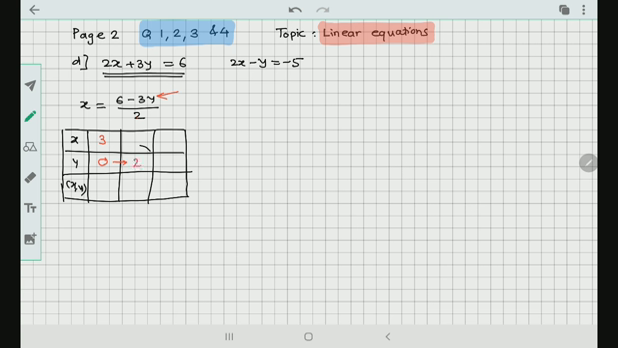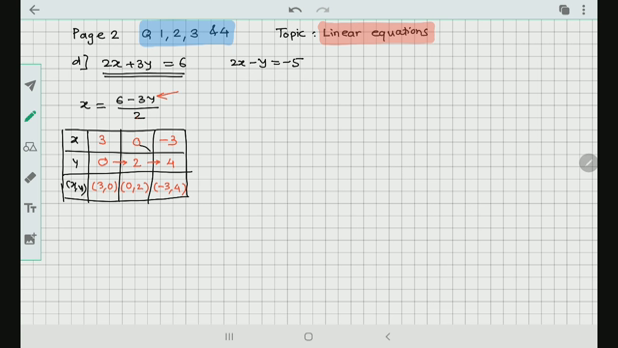3 into 2 is 6. 6 minus 6 is 0. 0 upon 2 is 0 again. Then again, if I add 2 to the previous one, I'm going to get 4. So 3 fours are 12. 6 minus 12 is minus 6. Minus 6 upon 2 is minus 3. So my solutions are 3 comma 0, 0 comma 2 and minus 3 comma 4.